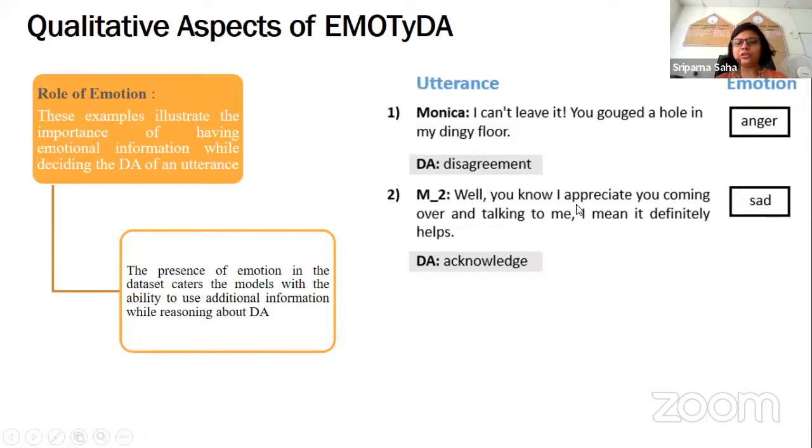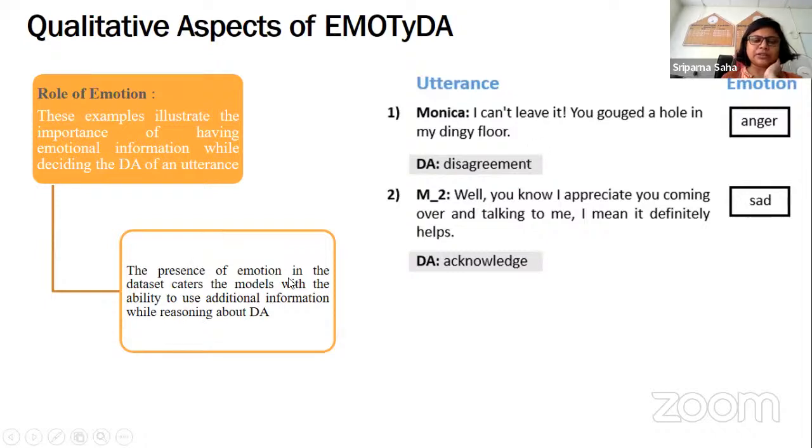"Well, I appreciate you coming over and talking to me. I mean, it definitely helps." Here also, if you know the emotion is sad, then you can easily understand this is an example of acknowledgement. So this example illustrates the importance of having emotional information while deciding the dialogue act of an utterance. As we already know the emotion, this information helps us in understanding the appropriate dialogue act.